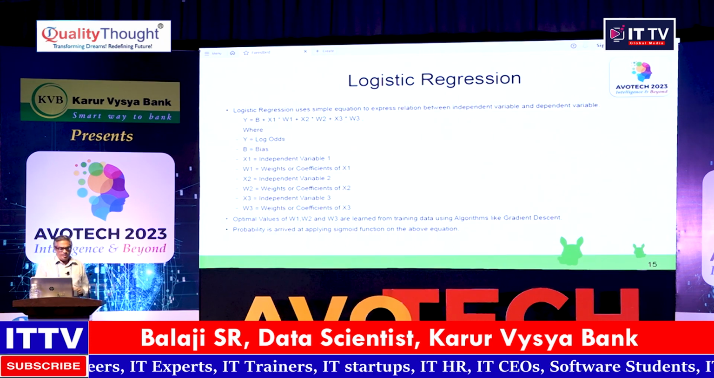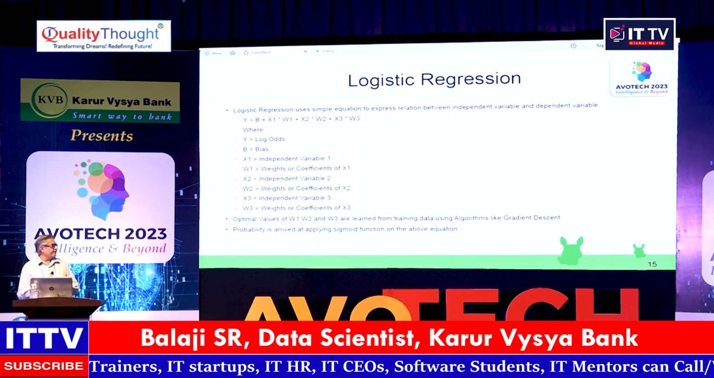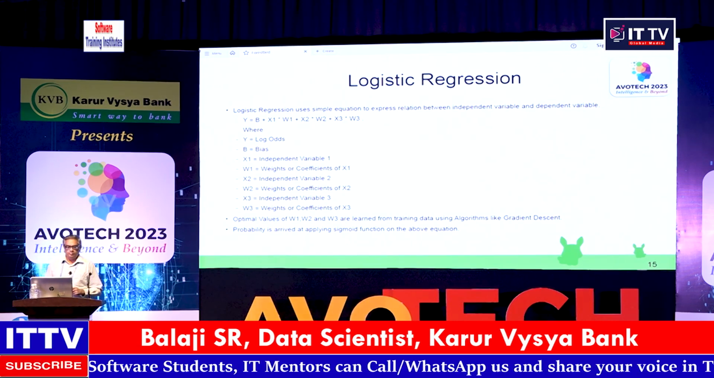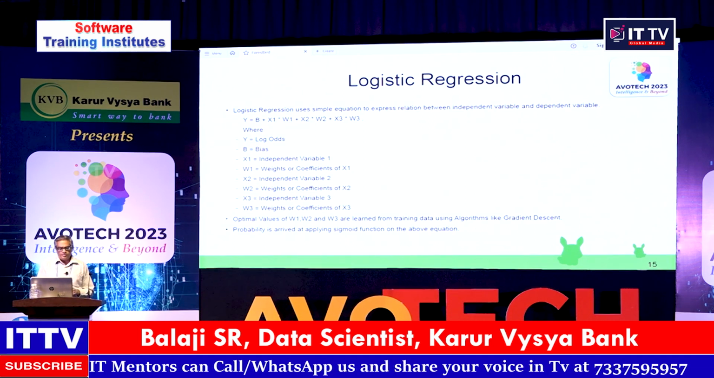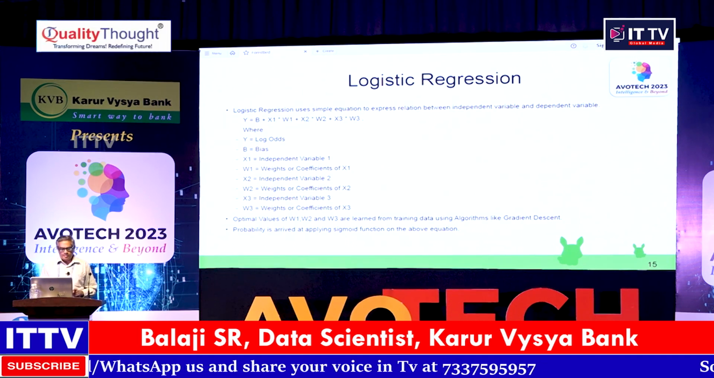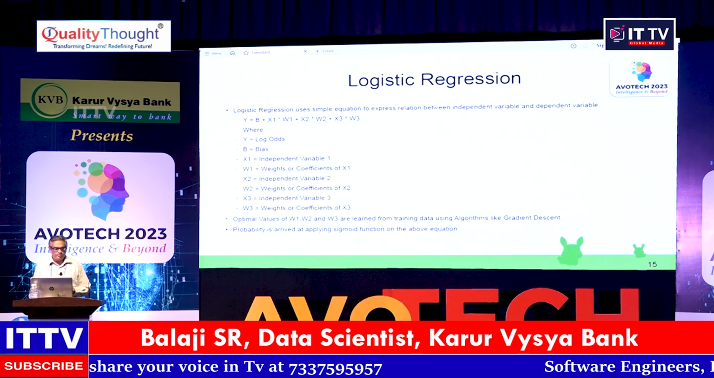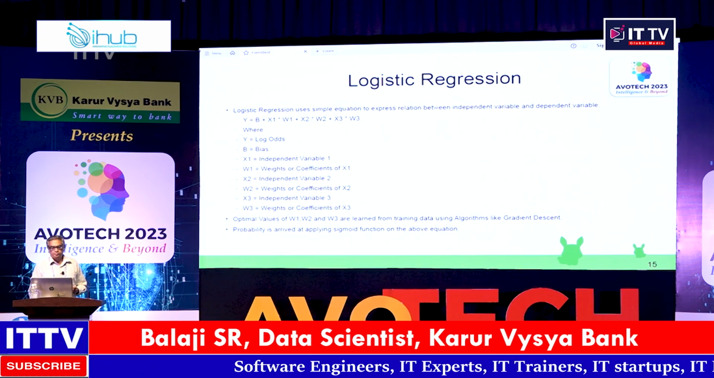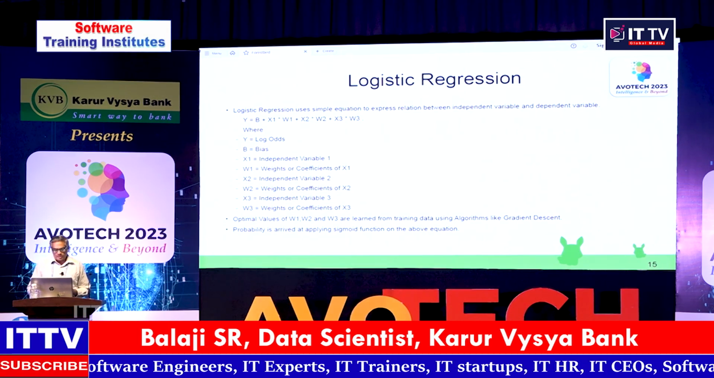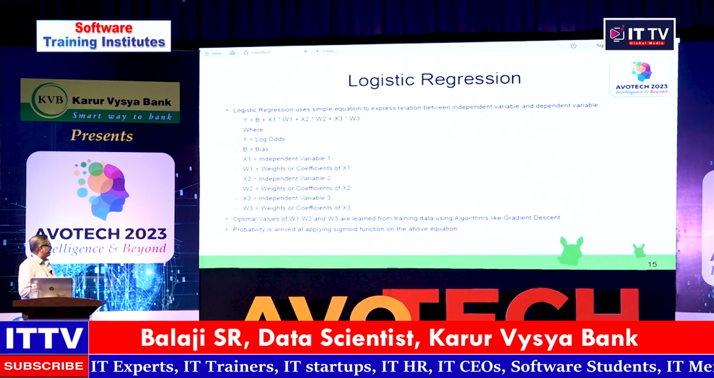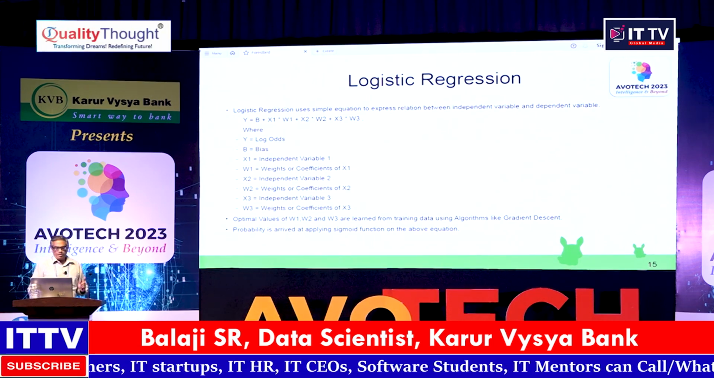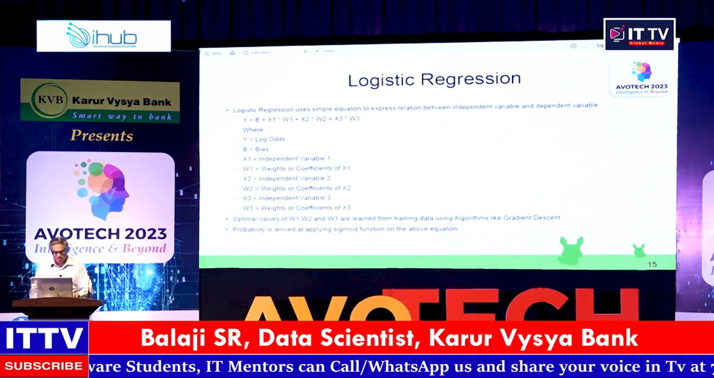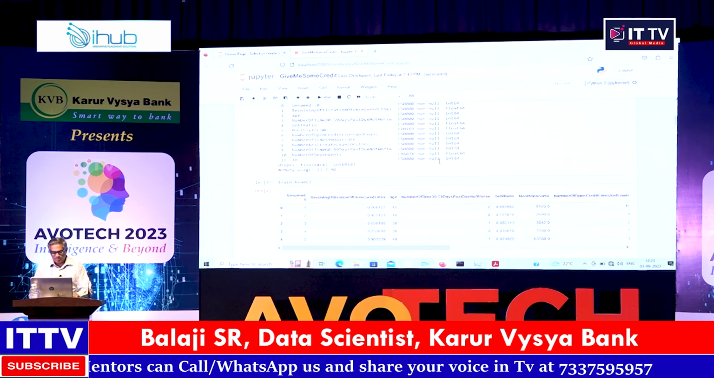So you can see here, right, b plus w1 into x1, it's like an equation of a line. x1, x2, x3 are independent variables, w1, w2, w3 are the weights of the variables. So how do you learn the weights of the variables? The weights of the variables are learned by gradient descent. After that you apply a probability. So what I'll do now is, I'll just try to give a demo on a particular problem.